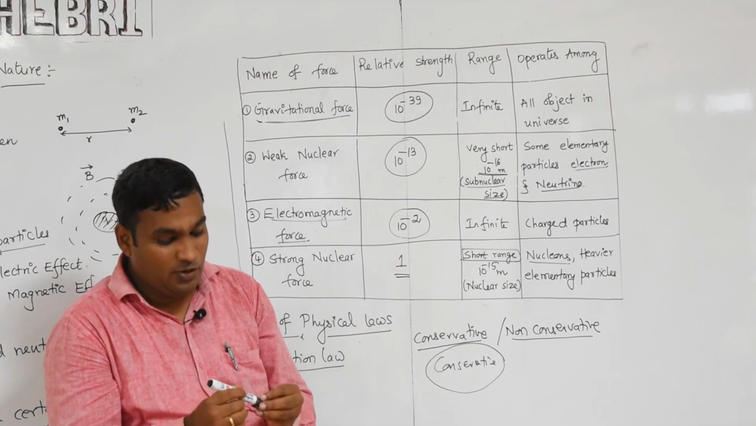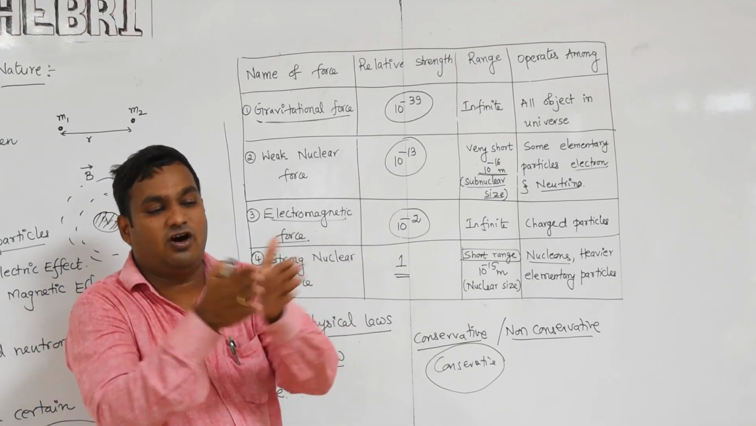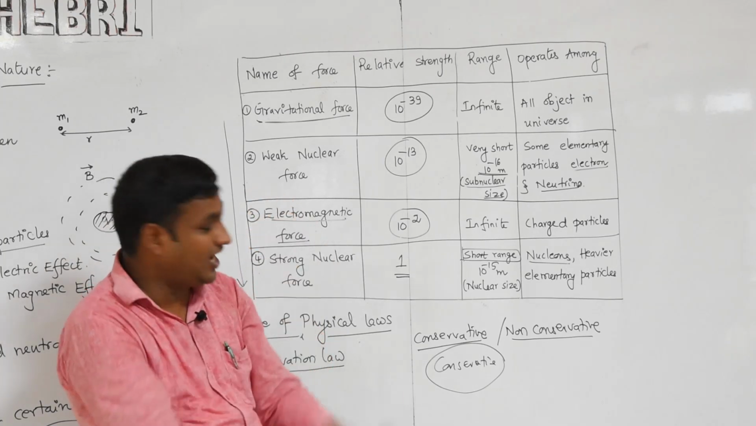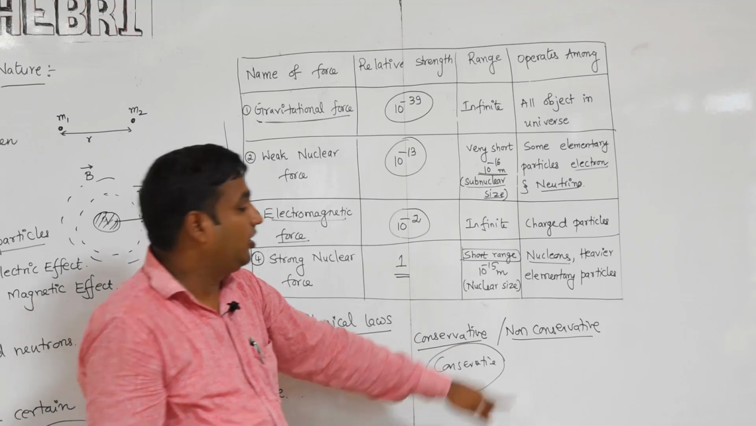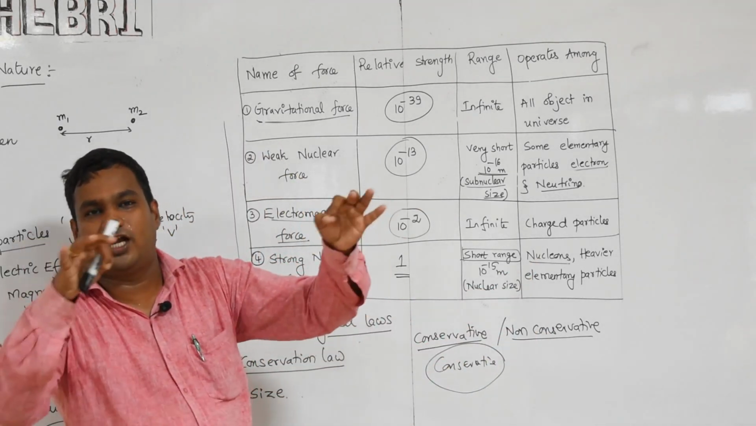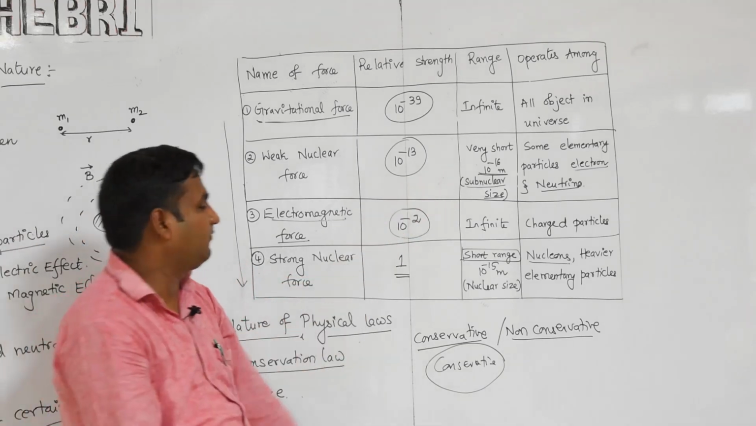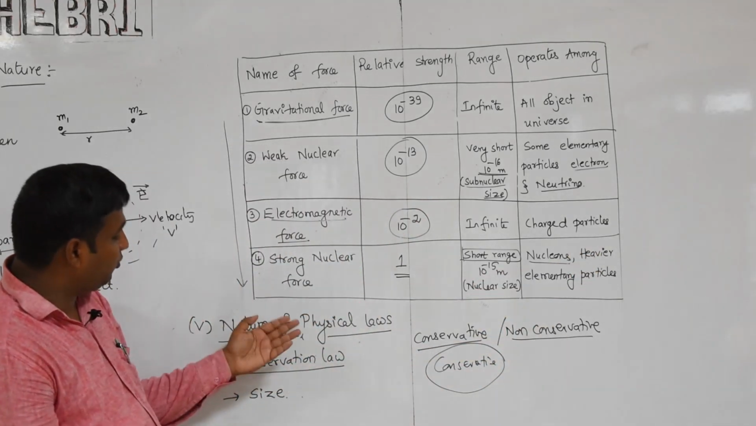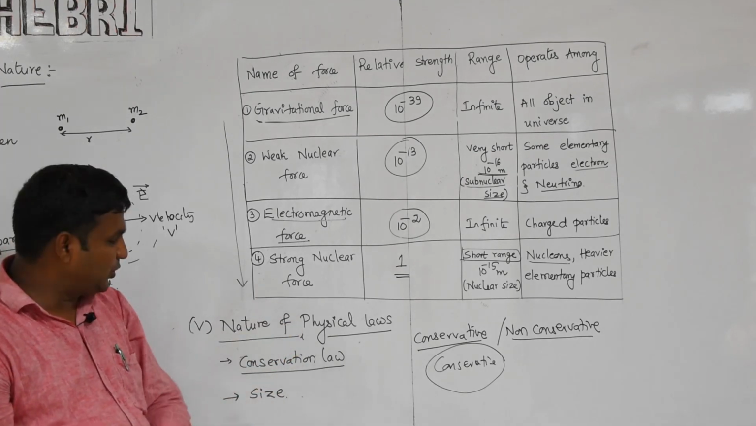Non-conservative is where both the forces or both the objects are in contact, which indicates that the path is required. Any force which is independent of the path and depends on the initial and final point, that kind of force we call conservative. By considering that, we can think about conservation law and size also.